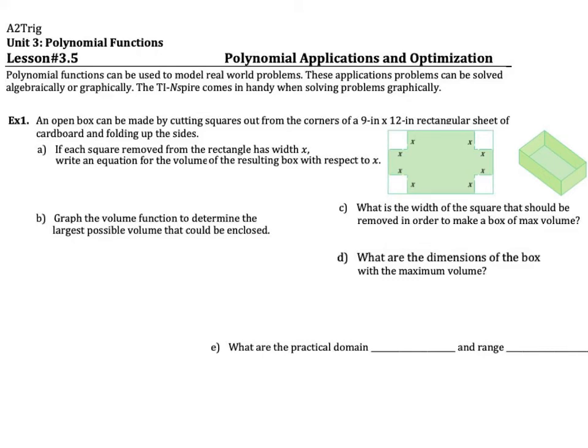All right, Unit 3, Lesson 5, the last lesson of this unit. It's about polynomial application problems, which probably mostly revolve around optimization. So we're going to be trying to optimize volume in this case.